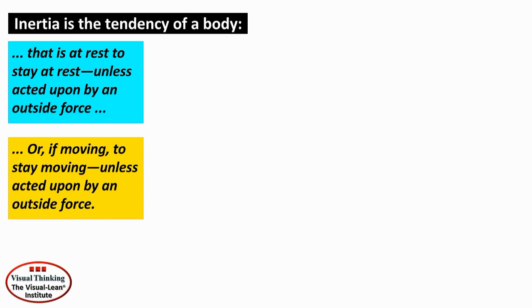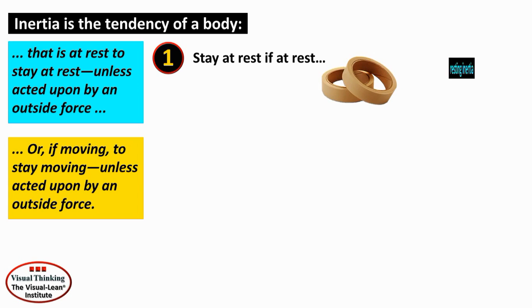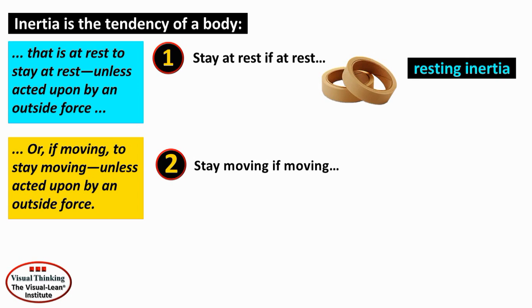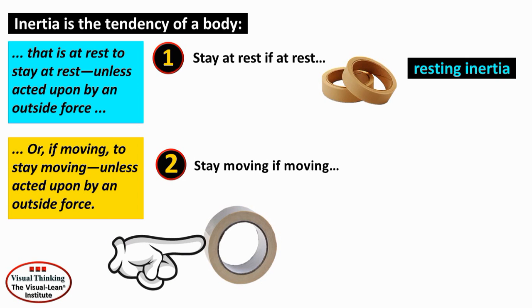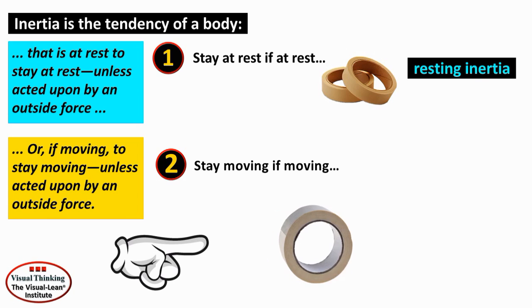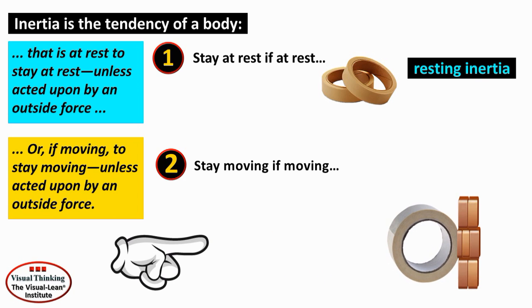There are two types of inertia, resting inertia and moving inertia. Here's resting inertia, this masking tape just sitting there, not moving. It will remain that way until it is acted upon by something else, like this finger. Push the tape and it moves into the second type of inertia, moving inertia. And it will continue moving until something outside it stops it, like this wall. So the two types of inertia have meaning in terms of things, but also in terms of people. Let's look at that at work.